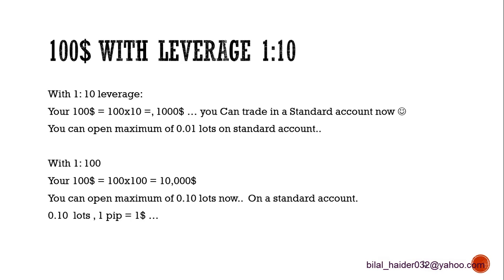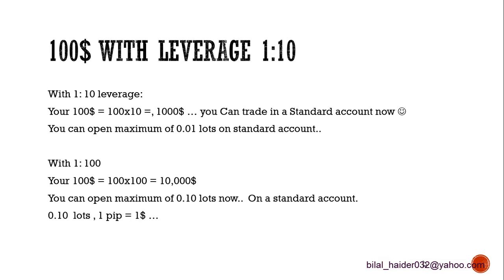So now keep this example here. Let's stick with 1:100 leverage. Now you can open a maximum of 0.10 lots on a standard account, and your 1 pip change will bring you $1, profit or loss. That you should keep in mind, that whenever you are trading in the market and the market moves in your favor, that brings you profit, and if it moves against you, that will bring you loss.